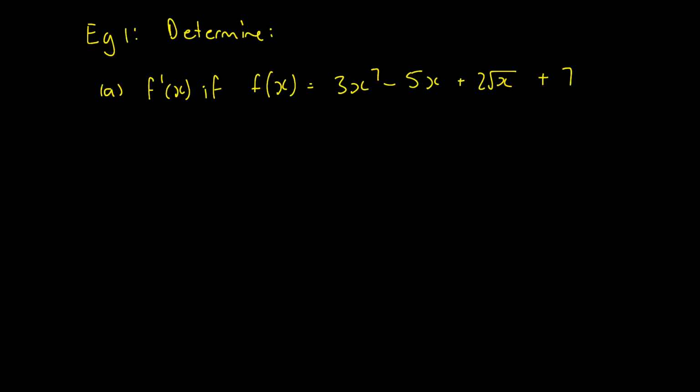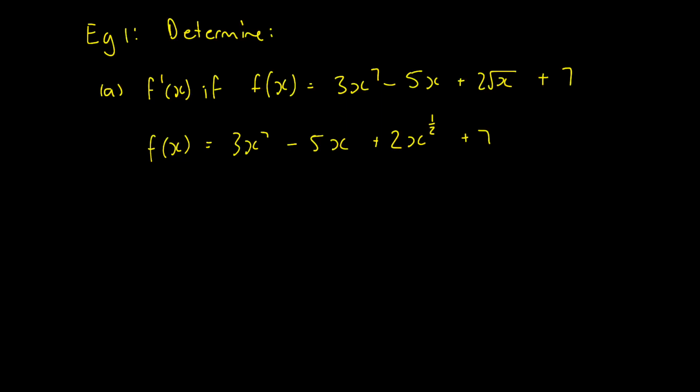Right, example 1a. Determine the derivative of f if f of x equals 3x to the 7 minus 5x plus 2 root x plus 7. Firstly, what I'd like to do here is to rewrite it in a form where we can differentiate. What I mean by that is that there shouldn't be any variables in denominators, and there also shouldn't be any surd signs. So the 3x to the 7 is fine, the minus 5x is fine, but we need to change the root x to 2x to the power of a half plus 7.